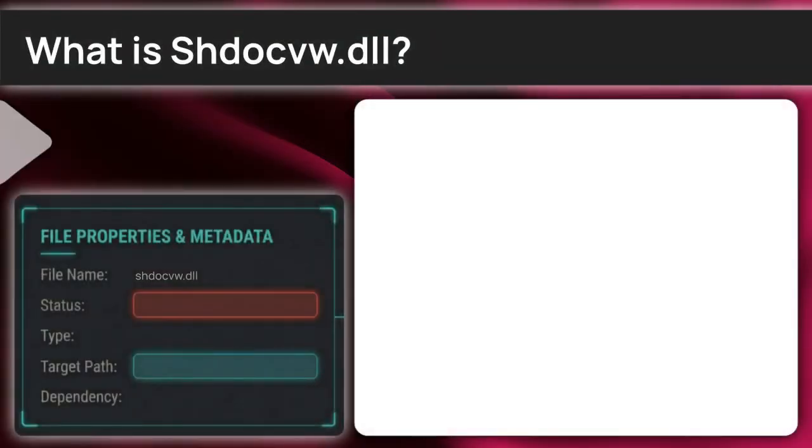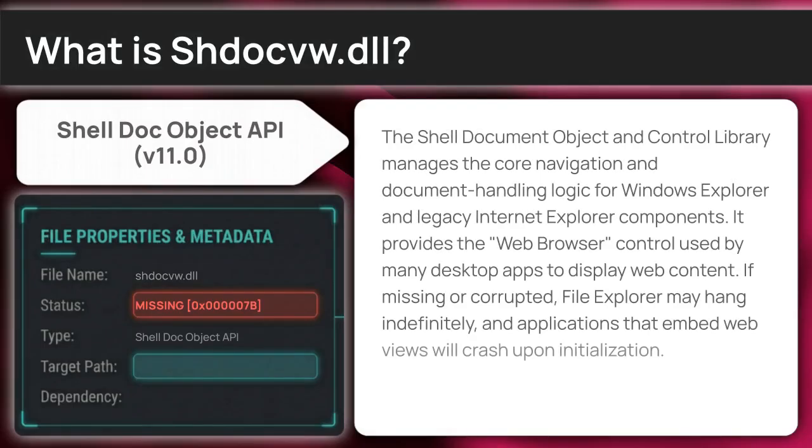This is the Shdocvw. It manages the core navigation and document handling logic for Windows Explorer and legacy Internet Explorer components. It provides the web browser control used by many desktop apps to display web content. If missing or corrupted, File Explorer may hang indefinitely, and applications that embed web views will crash upon initialization.